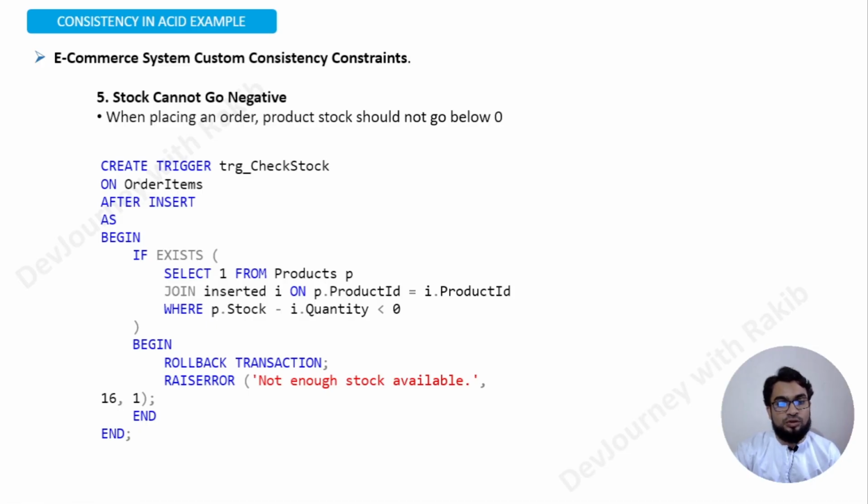That means in stock I have only one product and we order one product. So 1 minus 1 is 0. That's okay, valid. But if I have 0 and I want to order a product, 0 minus 1 will be minus. So we prevent this. When placing an order, product stock should not go below 0. If 0, it will be rolled back. So in the database end, we can apply our custom constraint to prevent unnecessary orders, prevent unnecessary bugs, and make our business smooth.